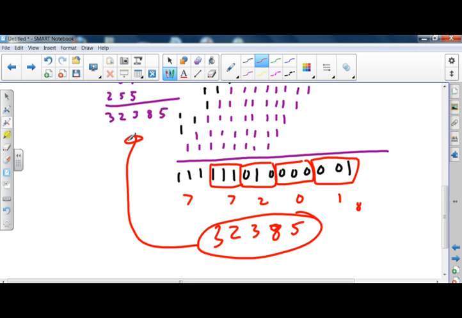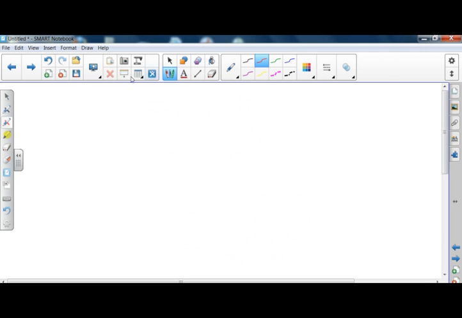Now, clearly there's plenty of room to make an error, right? Yeah, plenty of room.